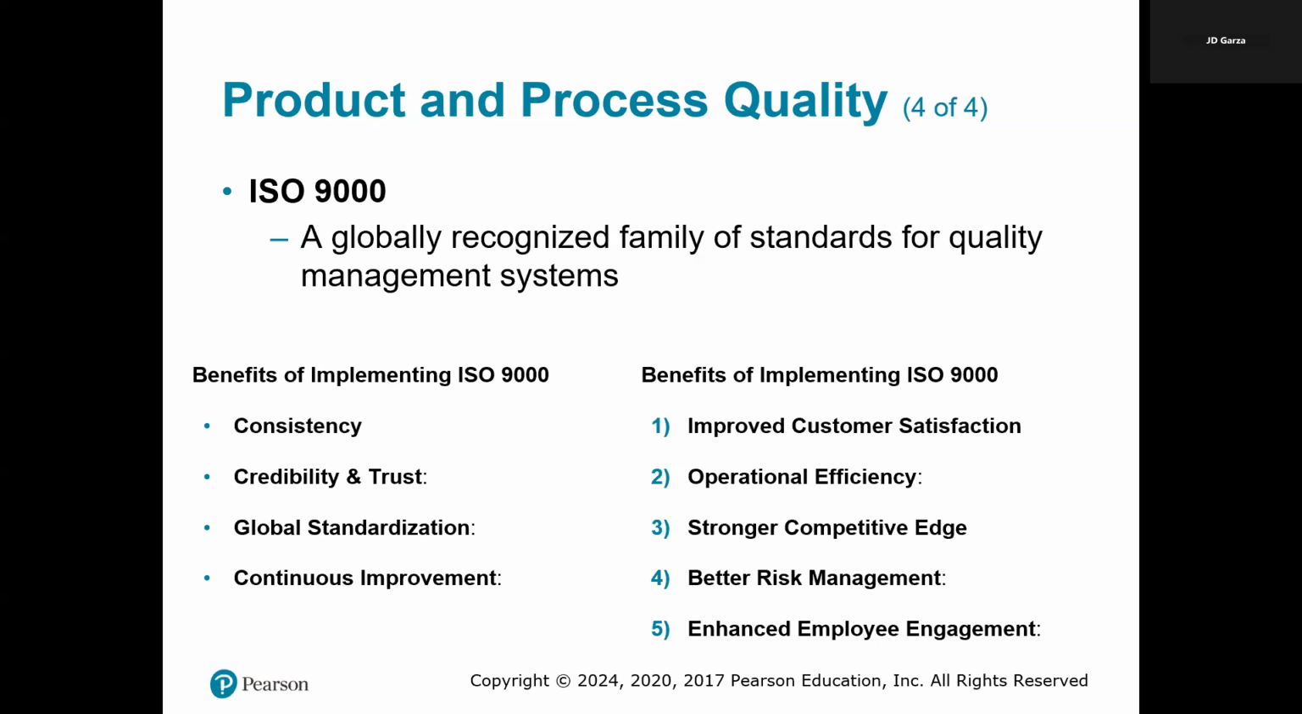Then, of course, you have the ISO 9000. Okay, product and process quality. I think I've gone over this. I know I have. I believe in chapter 5, I introduced it, a couple of ISO 9000. Okay, this stands for International Organization for Standardization. Okay, this is a globally recognized set of standards for quality management systems, which is known as QMS.